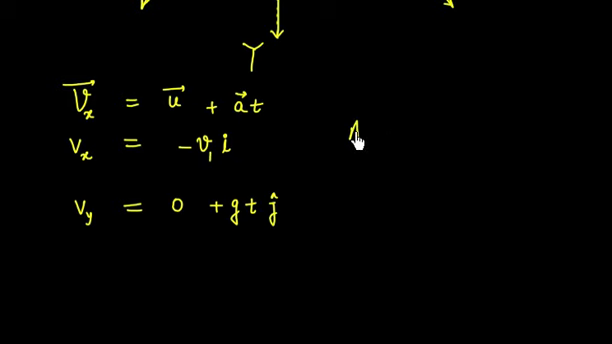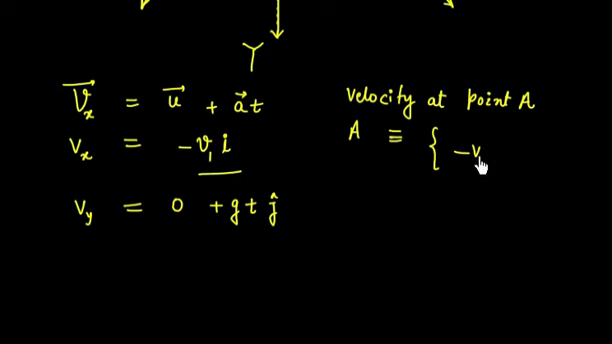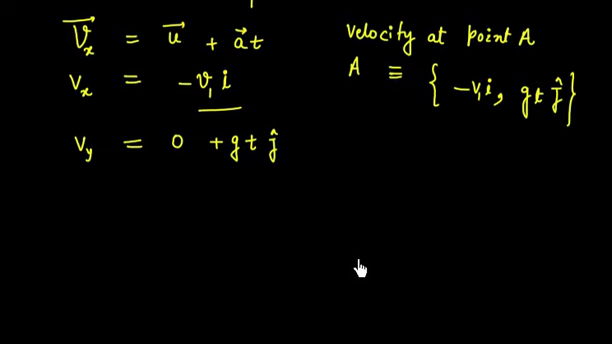So at point A the velocity is, so we can write this velocity is nothing but the x component of velocity is minus v1 i, and what is the y component? g t into j. So g t, and this is the y component. So this is the velocity at point A.